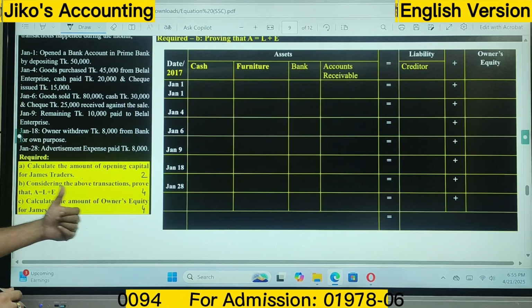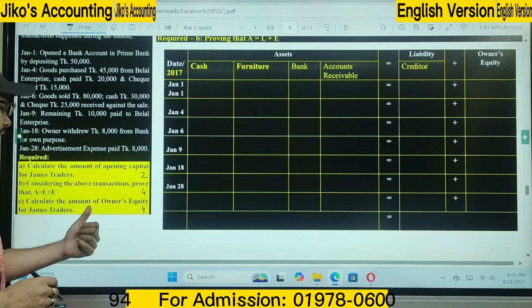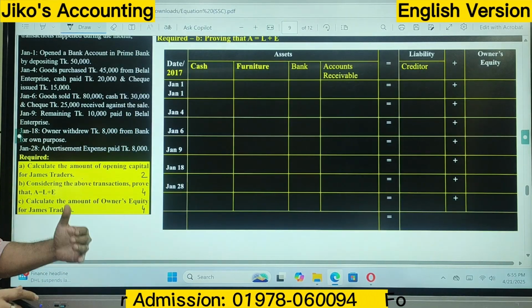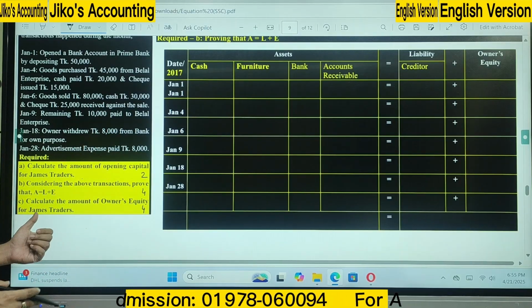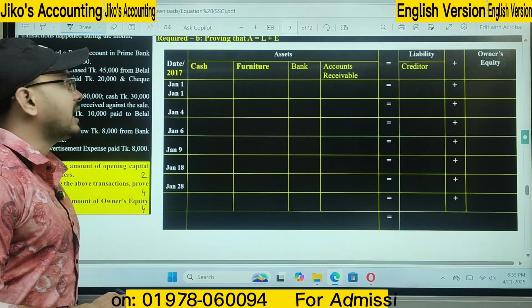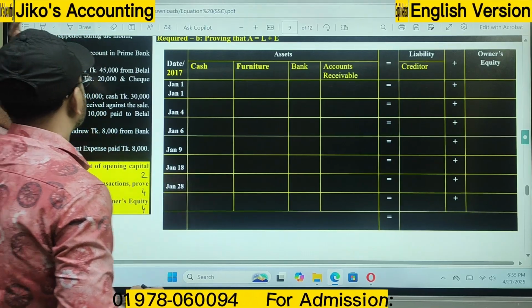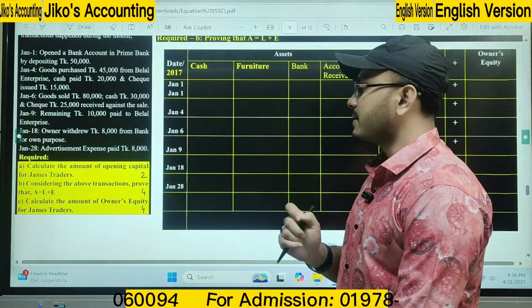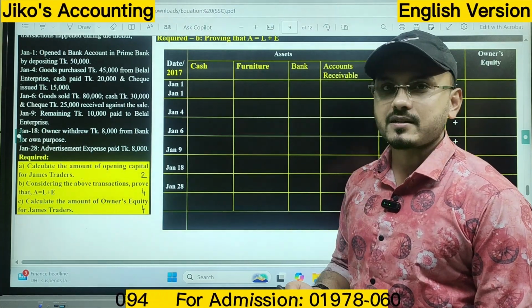Considering the above transactions, prove that A equals L plus OE, or E. This sort of math we already did earlier. Calculate the amount of owner's equity for James Traders. Now we have to focus on our first requirement. What we have been told: determine the total amount of opening capital.